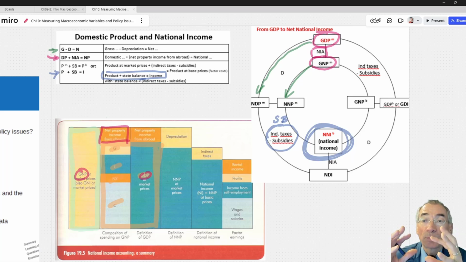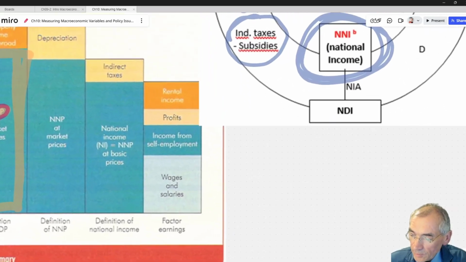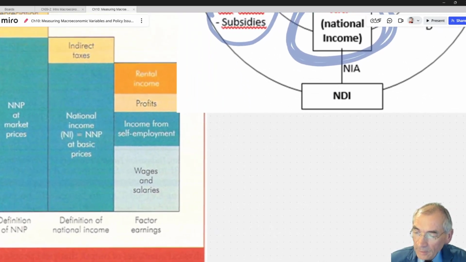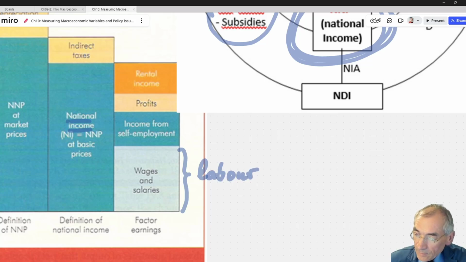From the measurement of production, the value of all final goods and services produced, to income, what hopefully ends up in our pockets. And there's one more distinction that we in fact make here. When we measure this national income, only a part again of this are wages and salaries, and that's income from labor, we could say. Whereas the rest comes from other production factors.